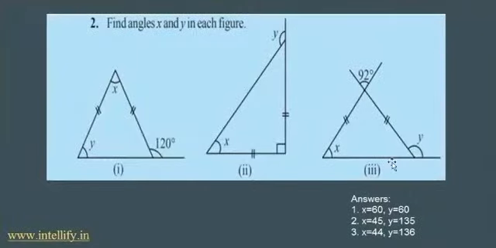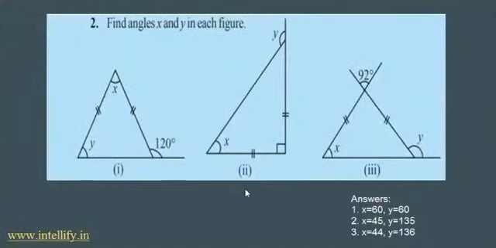In the third question, this is equal to 90 degrees. So using the vertically opposite angles, we will find that this is also 92 degrees. And since this particular angle and this particular angle are equal, we can conclude that x is equal to 44 degrees, and this one is also 44 degrees, plus using linear pair, y is equal to 136 degrees.